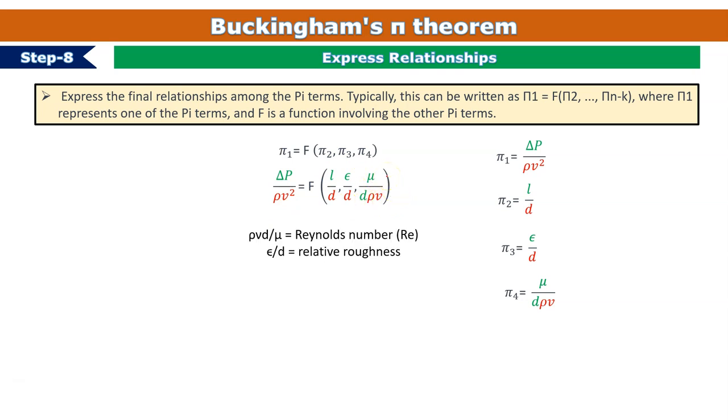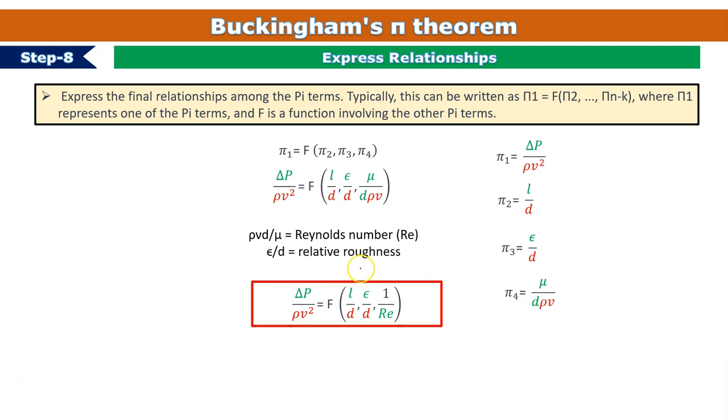Now rho v d by mu is the Reynolds number, and epsilon by d is the relative roughness. So ultimately we get del p by rho v squared is equal to a function of l by d, epsilon by d, and 1 by Re. So after doing the Buckingham pi theorem, we got the relationship for del p: del p by rho v squared is equal to a function of l by d, epsilon by d, and 1 by Re. That's it. Thank you.